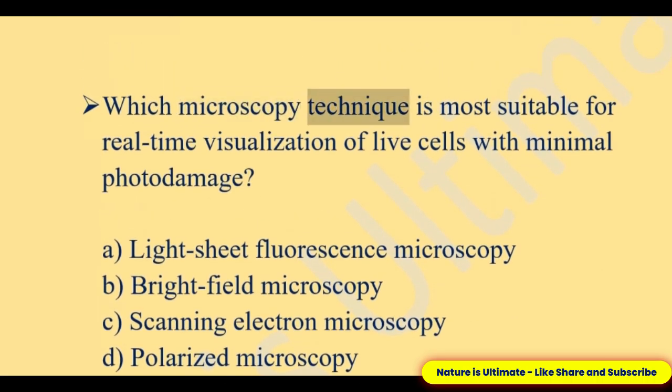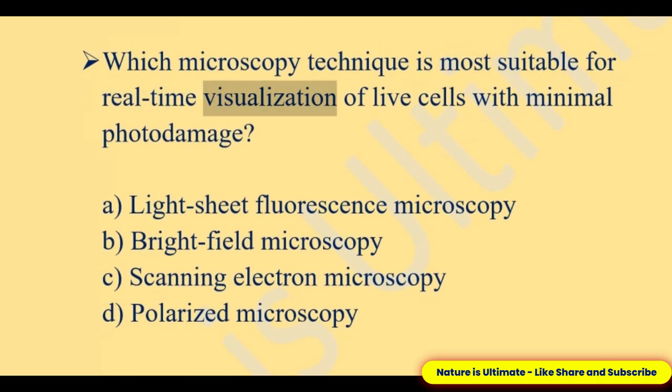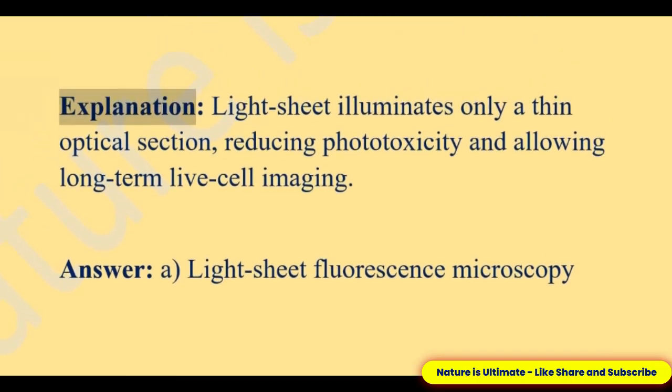Which microscopy technique is most suitable for real-time visualization of live cells with minimal photo damage? A. Light sheet fluorescence microscopy. B. Bright field microscopy. C. Scanning electron microscopy. D. Polarized microscopy. Explanation: Light sheet illuminates only a thin optical section, reducing phototoxicity and allowing long-term live cell imaging. Answer: A. Light sheet fluorescence microscopy.